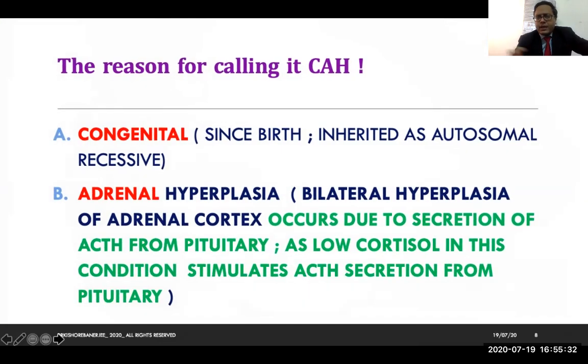That is the reason for calling it congenital adrenal hyperplasia: it's congenital because it's inherited and autosomal recessive. And secondly, the bilateral adrenal hyperplasia is occurring due to the presence of low cortisol, which stimulates a greater amount of ACTH release from the pituitary, and that further stimulates the adrenal cortex to become hyperplastic, and often it weighs 10 to 15 times more than its usual weight.